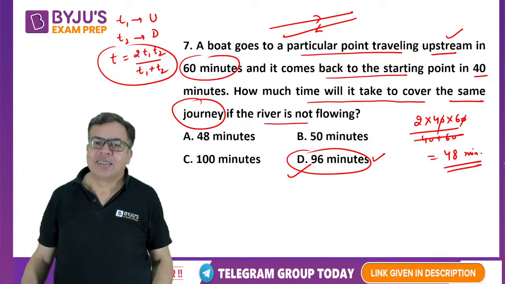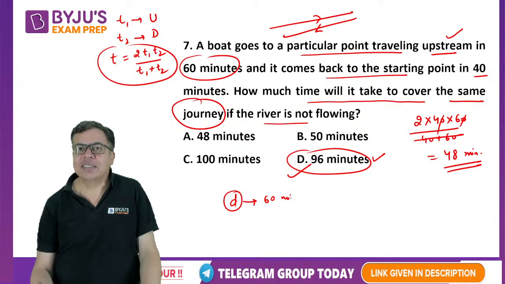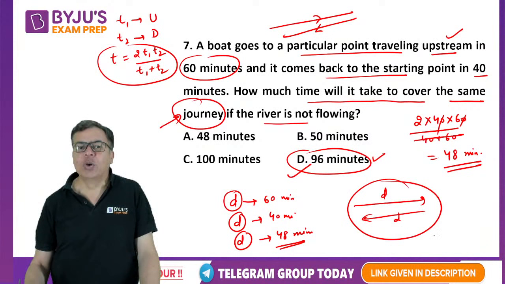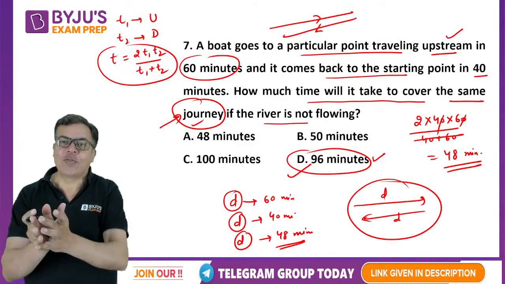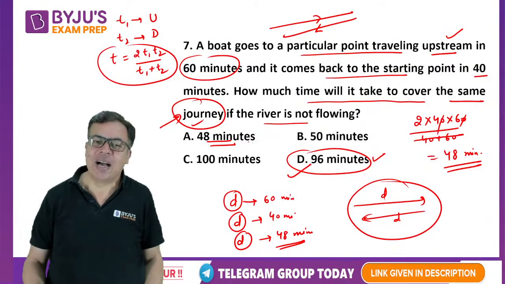You covered D distance downstream in 60 minutes. You covered D distance upstream in 40 minutes. You can cover D distance in 48 minutes. That is in still water. But now you need to cover 2D distance because the journey is 2D, not D. You are going D, coming back D. So the journey will become 2D. So here the entire journey, the same journey, if the river is not flowing, it will take 96 minutes, not this, right? So 48 was a deliberate option, right? Many people, even if they know the concept, will mark this. Right, the correct answer should be 96.